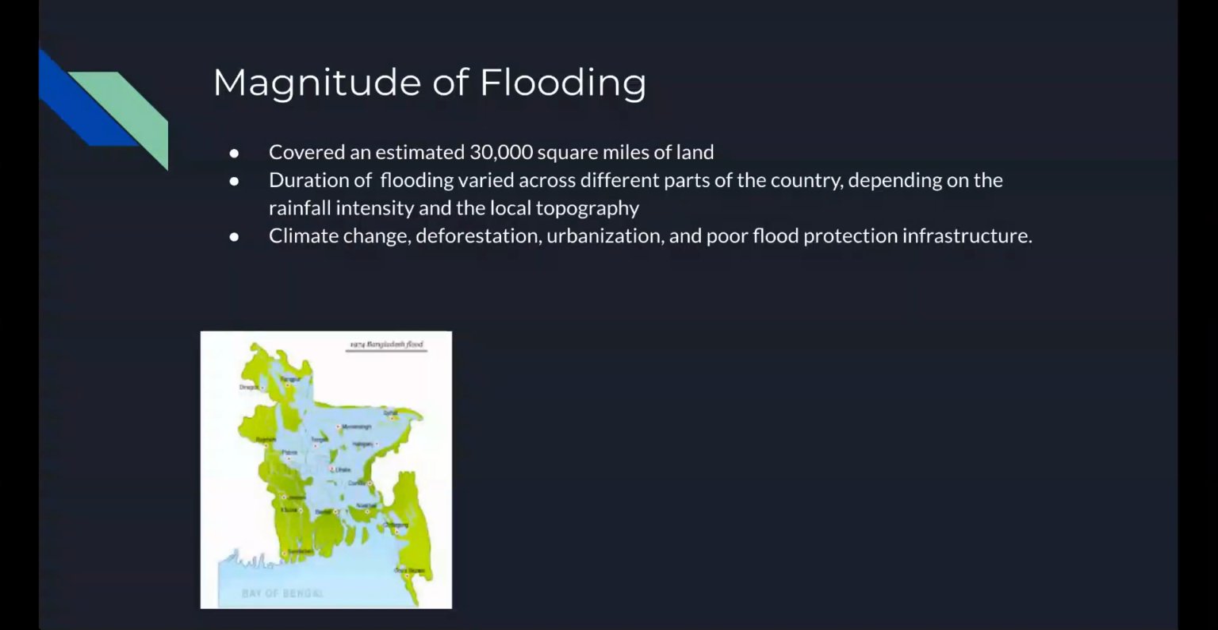In terms of duration, the flooding varied across different parts of the country depending on the rainfall intensity and the local topography. In some areas that were close to some of these water deltas, it took weeks for the water to subside. However, in areas that were farther away from these deltas, the water subsided in as little time as a few days. Additionally, there were a plethora of anthropogenic impacts on the frequency and magnitude of flooding in Bangladesh. These factors include climate change, deforestation, urbanization, and poor flood protection infrastructure.